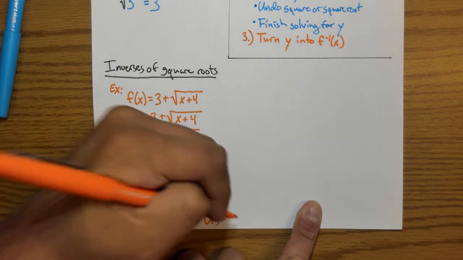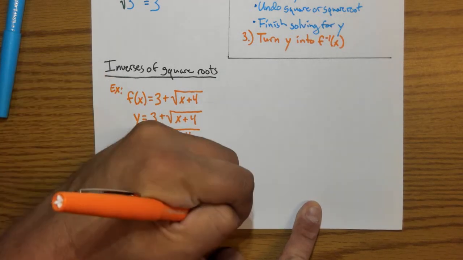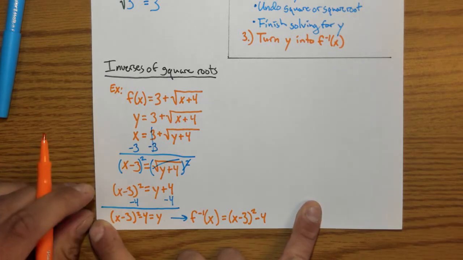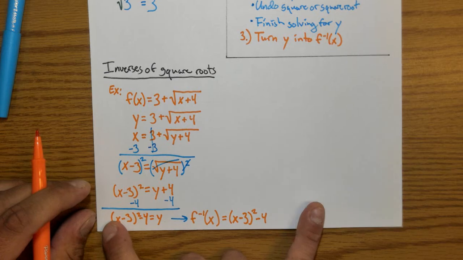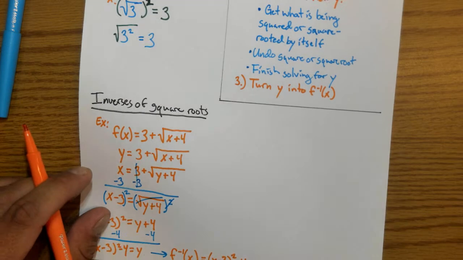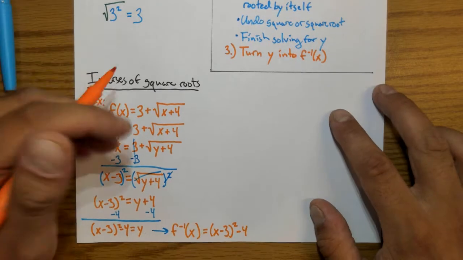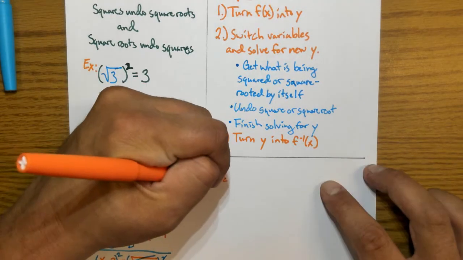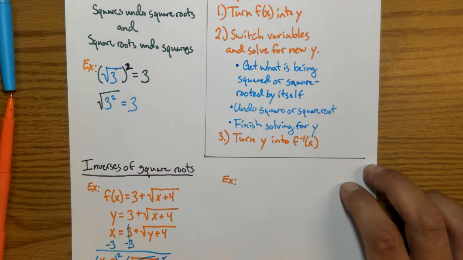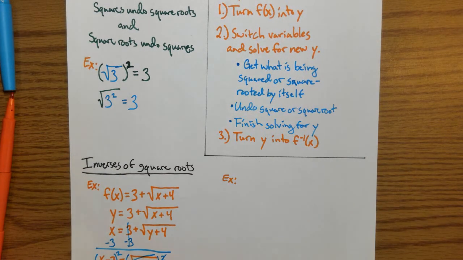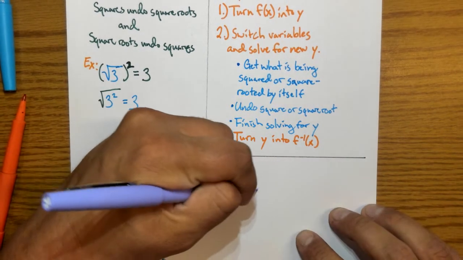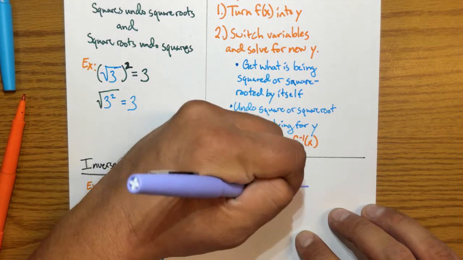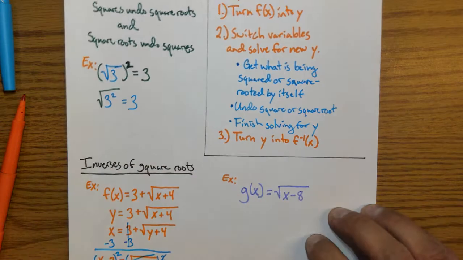So f inverse of x is equal to 3, or x minus 3 squared minus 4. And that's our answer there. Let's take a look at another example here. And this one is going to look a little different. Let's see. We're going to have g of x is equal to the square root of x minus 8.